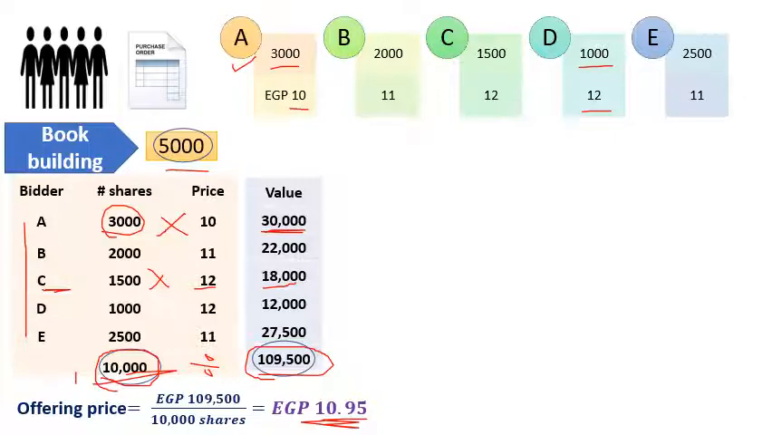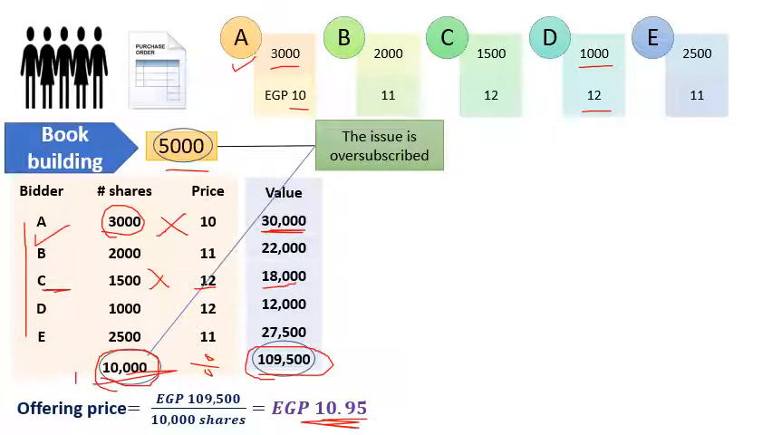But how many shares will be allocated to each investor? Will investor A, for example, receive all the 3,000 shares requested in his order, and so on for investor B and C and D and investor E? Actually, to identify how many shares will be allocated for each investor, we want to calculate what is called coverage ratio. In our case, the total number of shares requested is 10,000, while the company will sell only 5,000. This means that this issue is called oversubscribed.